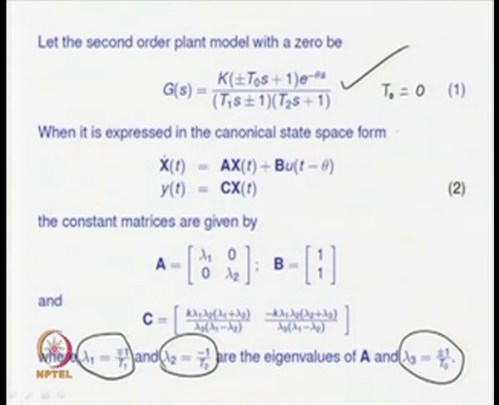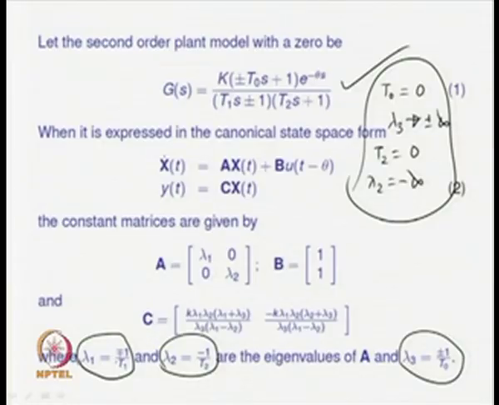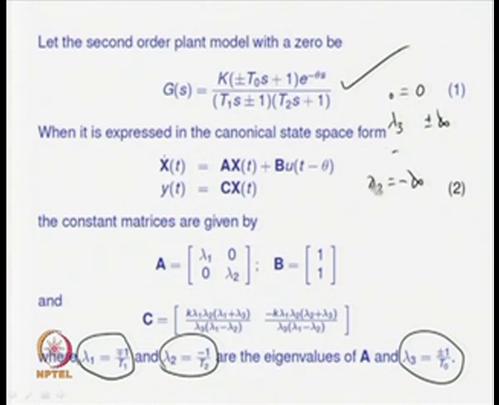In that case, what happens? Lambda 3 will tend to plus or minus infinity. Similarly, when T2 equal to 0, lambda 2 will be equal to minus infinity. So, to emphasize that point, when T0, T1, T2 assume different values, the lambdas can be approximated by large or small numbers accordingly. So, the lambda values can assume some limiting values depending on the type of transfer function model we are going to estimate. Okay.